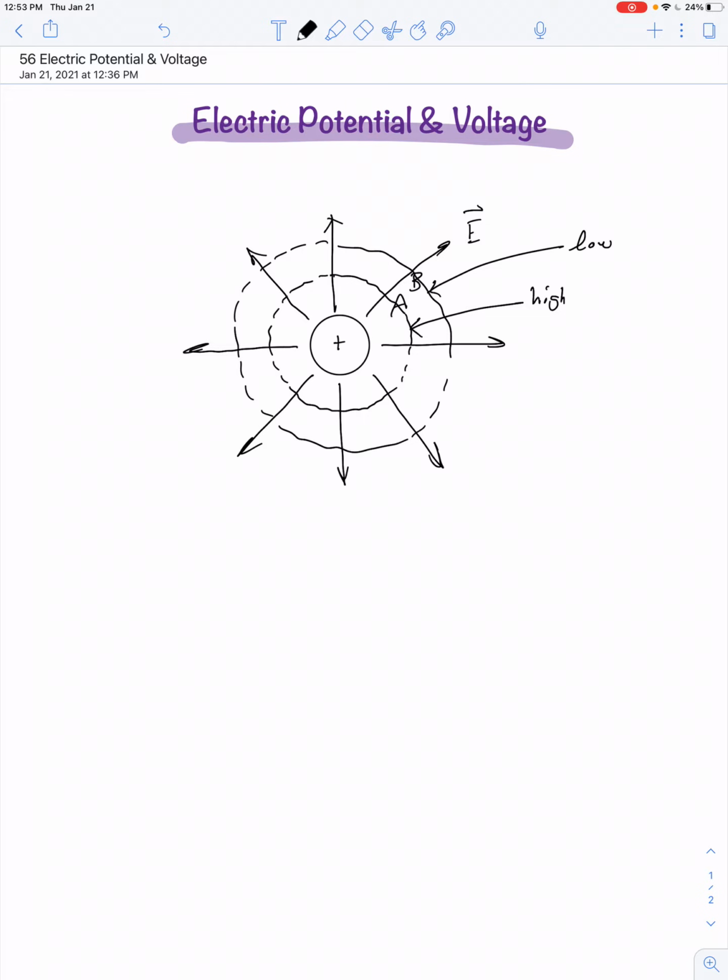Also make note that the electric field is a vector, and you see that because of the indication of the arrows. Lines of equipotential are not vector quantities. Electric potential is a scalar quantity. Electric field is a vector quantity. Okay, well, then there exists a difference in electric potential between surfaces A and B.